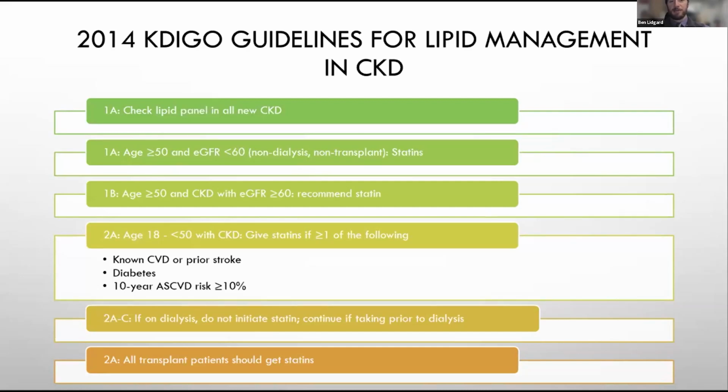Second, KDIGO is relying pretty heavily on these risk scores, these 10-year ASCVD risk scores, to determine whether statins should be given in younger CKD patients. And as we'll get to next, I'm not sure that this is 100% the most appropriate move all the time.